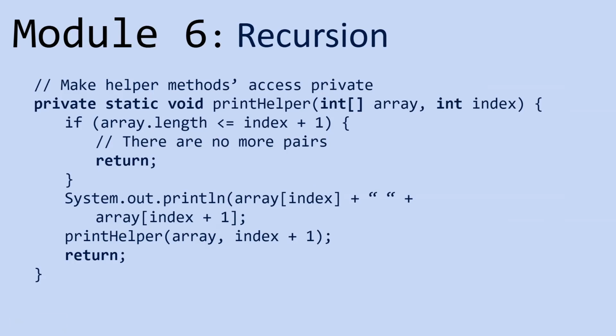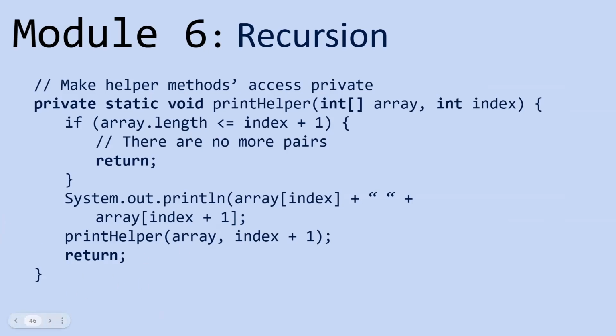And then, after we've actually printed the pair, we're going to go to print our next pair, right? And so still the same array, of course. And then next we're printing index plus one, so the next index in that same array. And then we just return because we finished all our work.